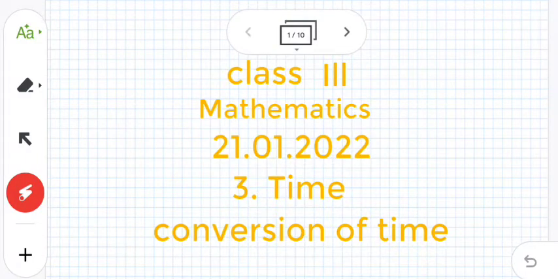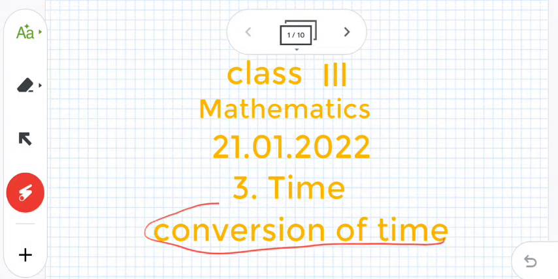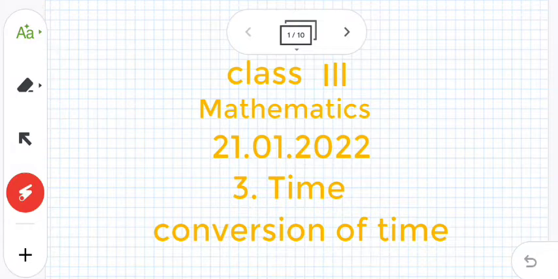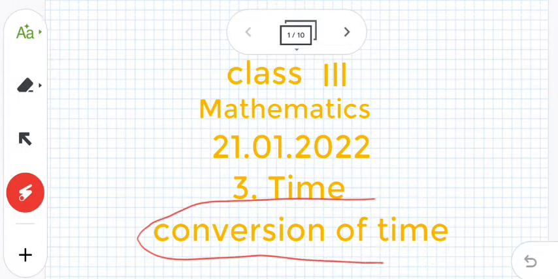Good morning, children. Today we are going to see conversion of time. In the last class we saw how to read the time, how to read the clock, and the AM and PM, how to mention the time in AM and PM. Now we are going to see conversion of time.